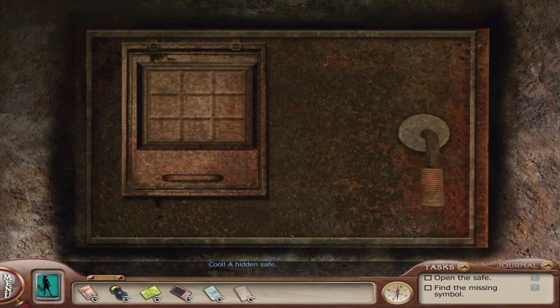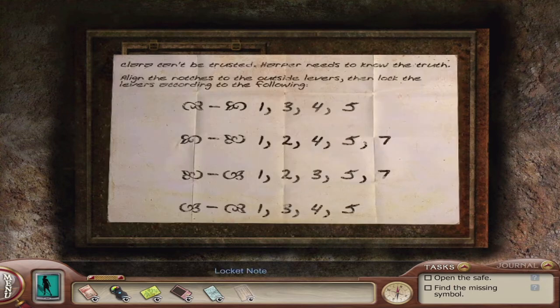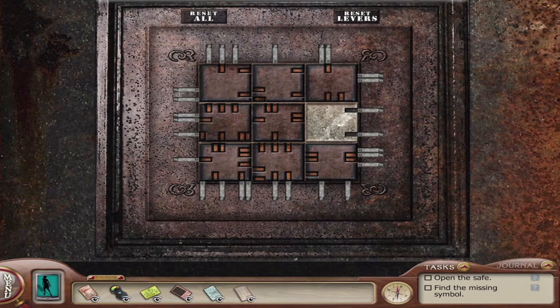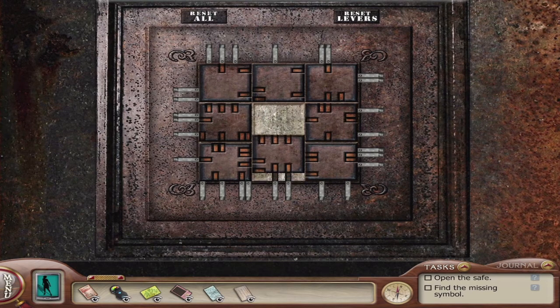Cool, a hidden safe. Alright, so this is the monster puzzle that I was referring to when it comes to this big baby. Align the notches to the outside levers, then lock the levers according to the following. I bet there's a sequence to push these in. So let's slide these suckers in first. Gotta match them. This one's gotta go up here.